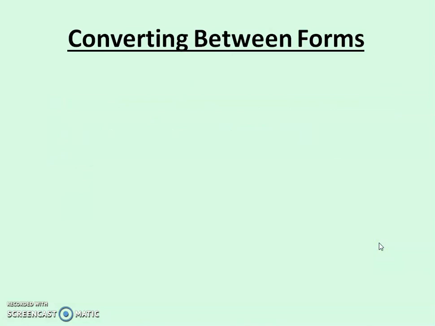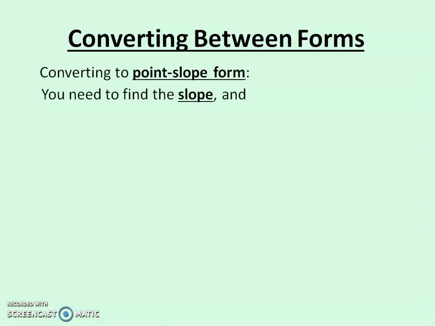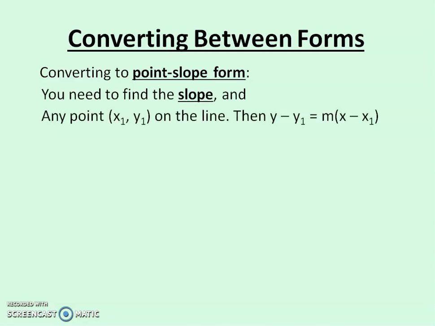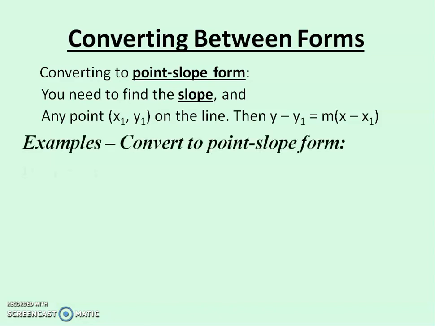And how could you convert? If you were given an example in another form, how would you convert to point-slope form? Well, first of all, you'll need to find the slope. Depending on the form, you might already have it. And you'll also need a point, any point, x1, y1, on the line. Then you can plug in. So I'll show you how to do that.